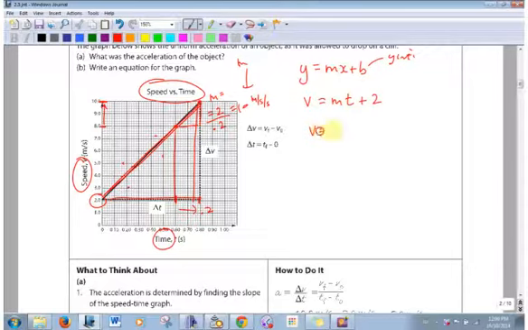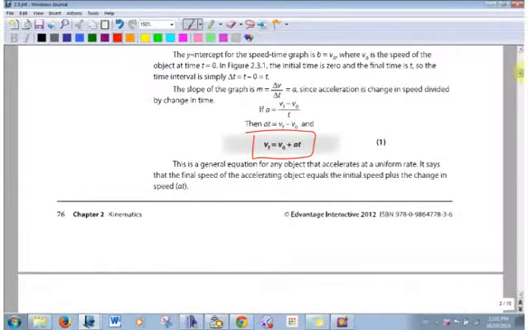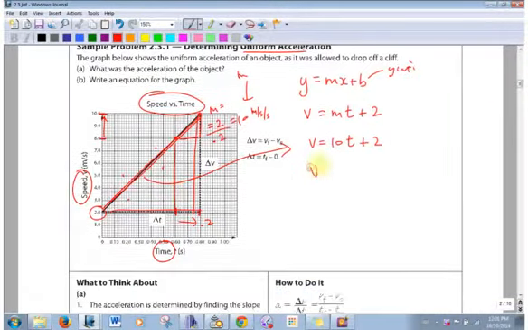Okay, so V is, what's M? 10. Okay, I'm not even going to put the units there. T plus 2. That's the relationship. That's the equation of this line. So let's have a look at this. You see that? VF is VO plus AT. Let's write this like this. Does that look familiar?